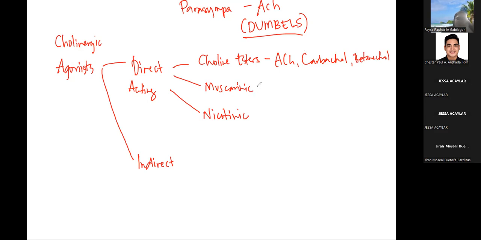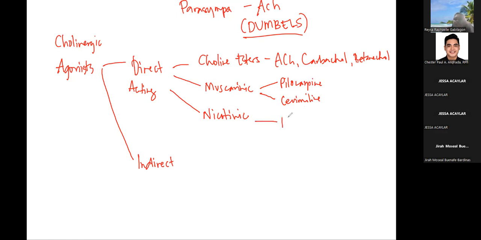And then we have muscarinic agonists, like we have pilocarpine, which is also used for glaucoma. And then this one is an alkaloid, but we have a synthetic one. We have the cevimeline, the same use with the pilocarpine. This one is just synthetic.